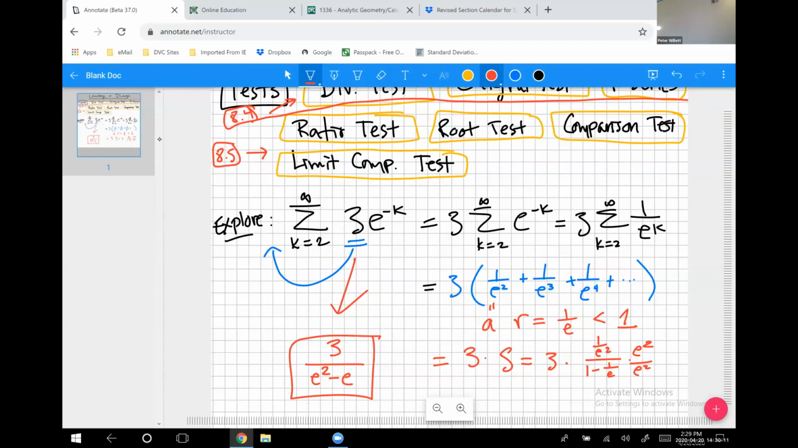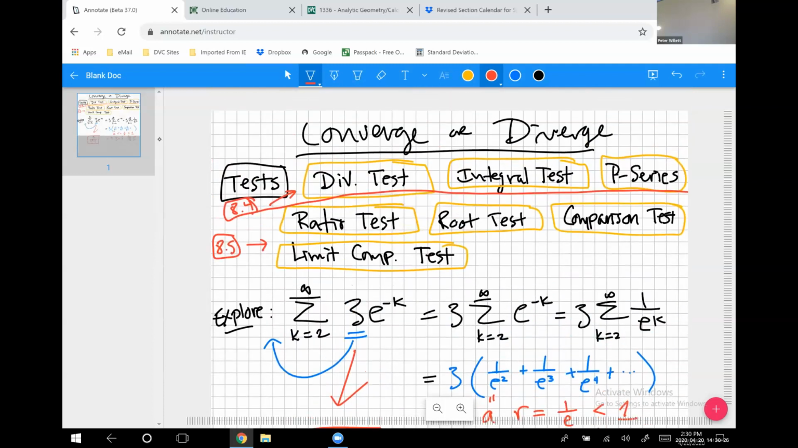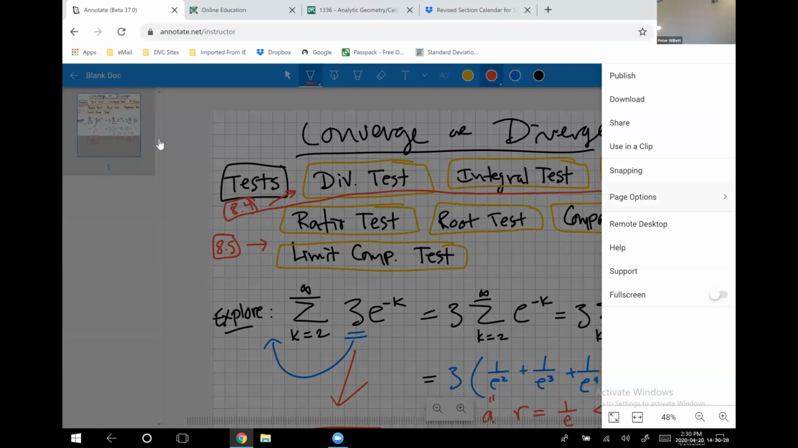Questions, comments, discussions about this example? Okay, where are we at? We have like 45 minutes. Okay. So, yeah. Time is precious.